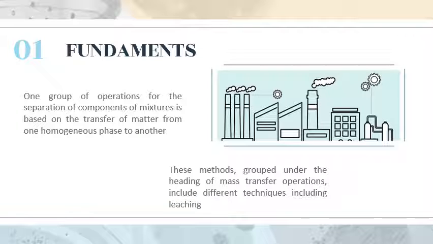And the fundamentals. One group of operations for the separation of components of a mixture is based on the transfer of matter from one homogeneous phase to another. These methods use differences in vapor pressure, solubility, or diffusivity. Also, these methods grew up under the heading of mass transfer operations, including leaching and solid-liquid leaching. It consists of the treatment of a finely ground solid with a liquid that dissolves and extracts a solute contained in the solid.